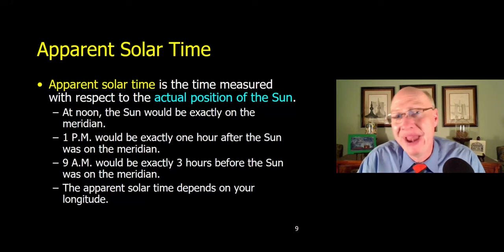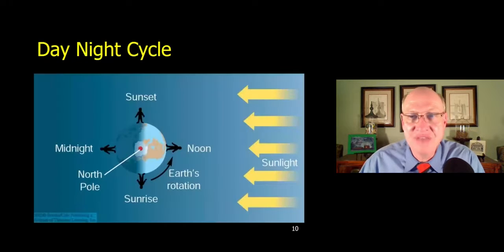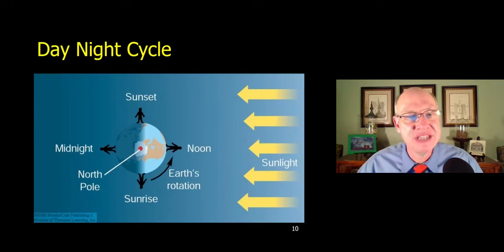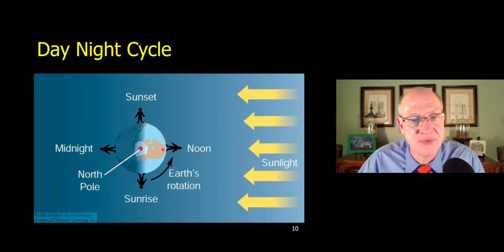Apparent solar time depends on your longitude on Earth. If you think about this little diagram, we've seen this in this semester before. So we've got the Earth rotating here from west to east, and this is a single observer. Don't think of this as 4 different observers right now. Think of this as a single observer. Here's where they are at noon. 6 hours later, here they are at sunset. 6 hours after that, here they are at midnight. 6 hours after that, here they are at sunrise. And 6 hours after that, here they are at noon again.